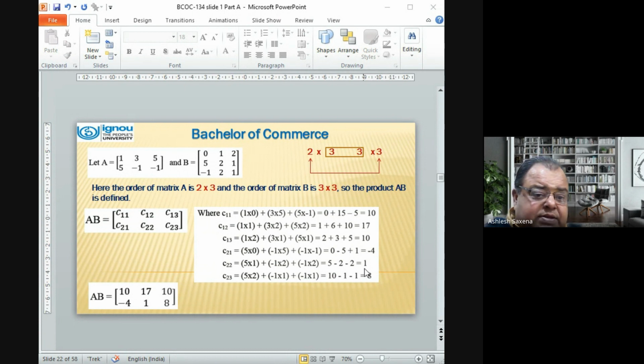Just place these values in this order, because you have to write your answer in this order. This is a 2 by 3 matrix: 2 rows, 3 columns. This is what it is.